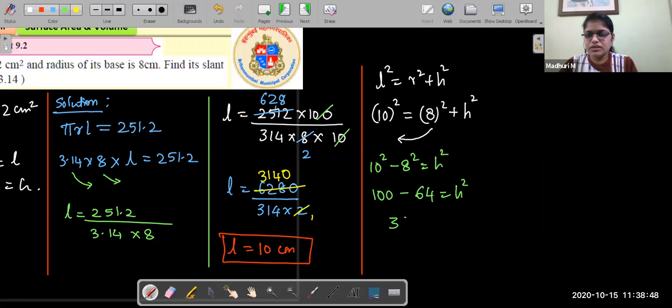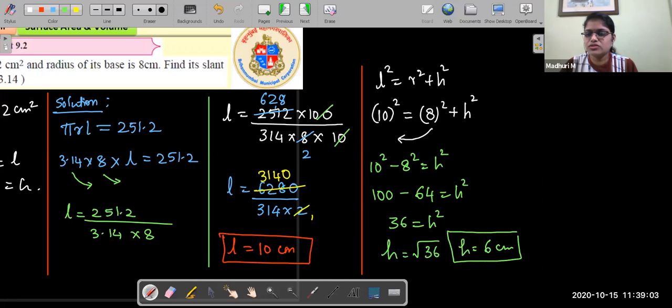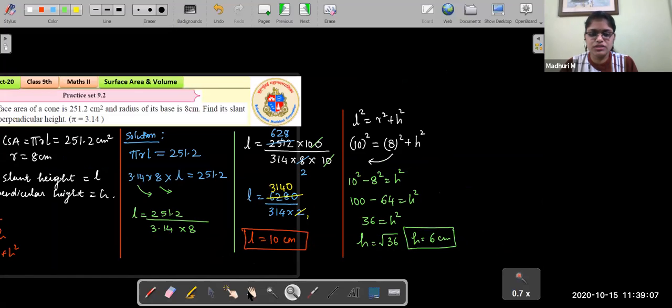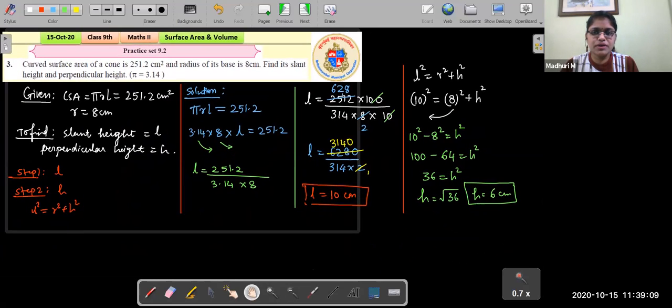Subtract, and that would be 36 equals h squared. And finally we get h equals root of 36. That is equal to how much, students? Yes, h is equal to 6 centimeters, right, students? And then what will be the last step? We need to state it properly as per the question.